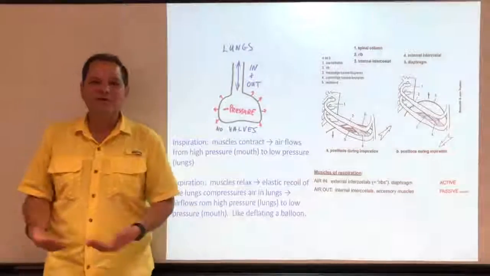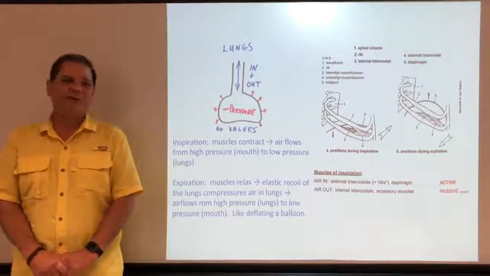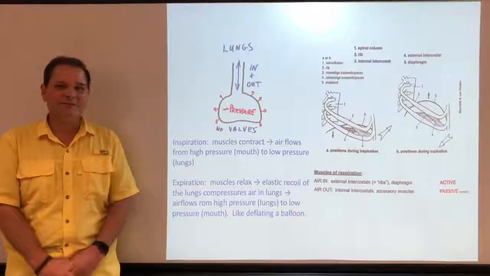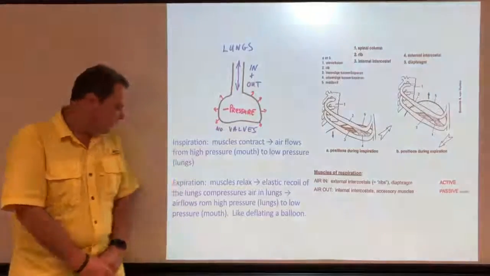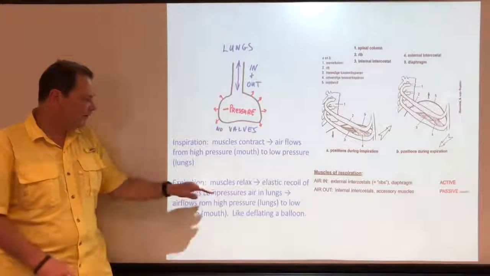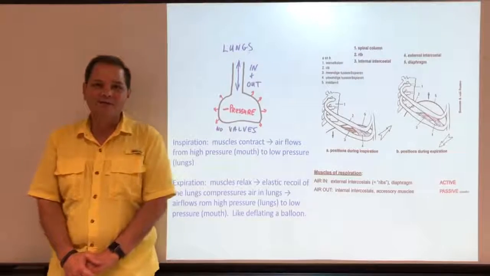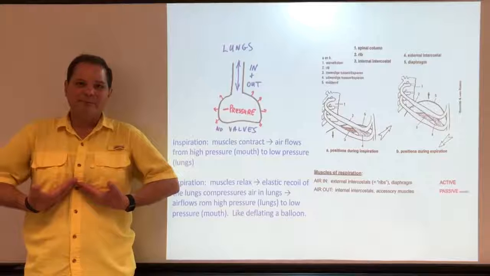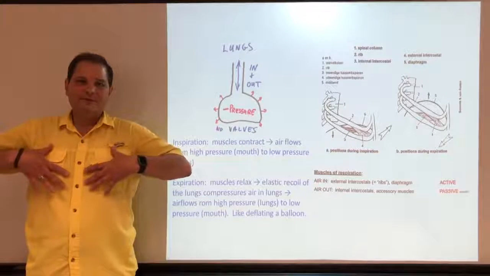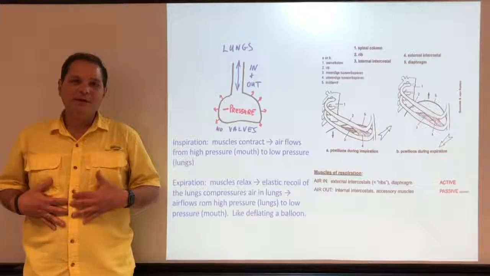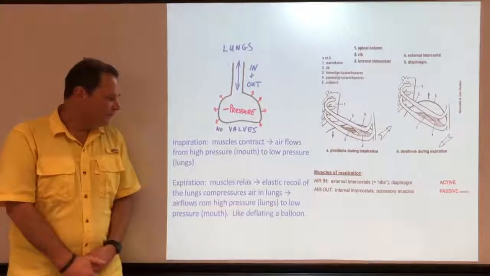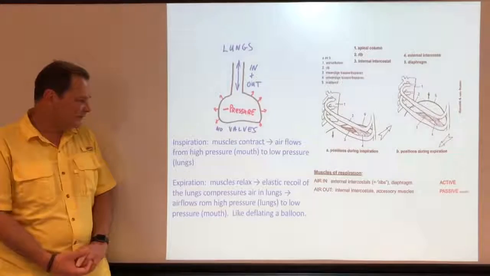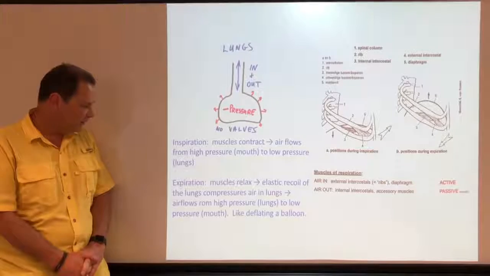Expiration, if it's normal expiration, not forced, not like you're running or anything like that, if it's just you and me chatting, that takes place really through the process of muscle relaxation. So when the muscles relax, the diaphragm relaxes, it sticks back up into the chest cavity. The muscles of the chest wall relax, the chest wall comes back down through its own elastic recoil.